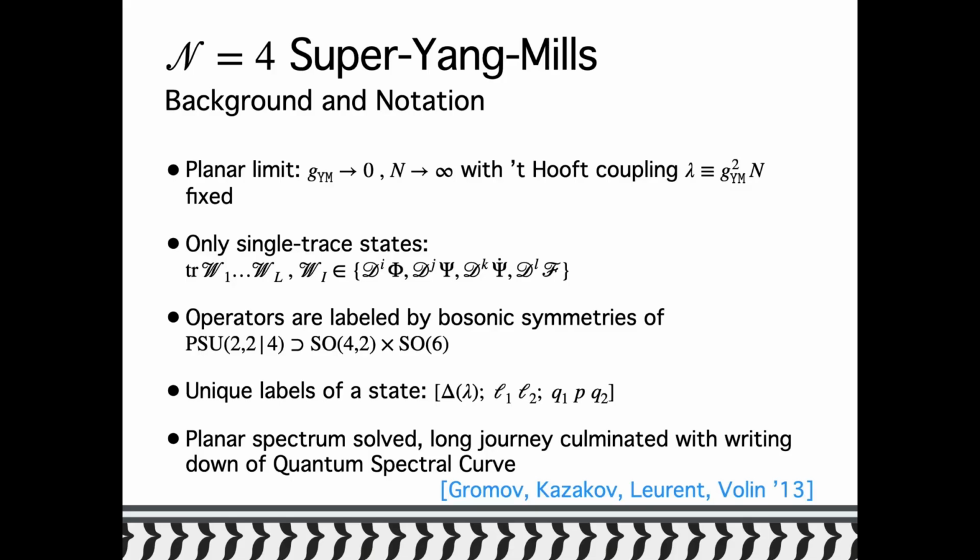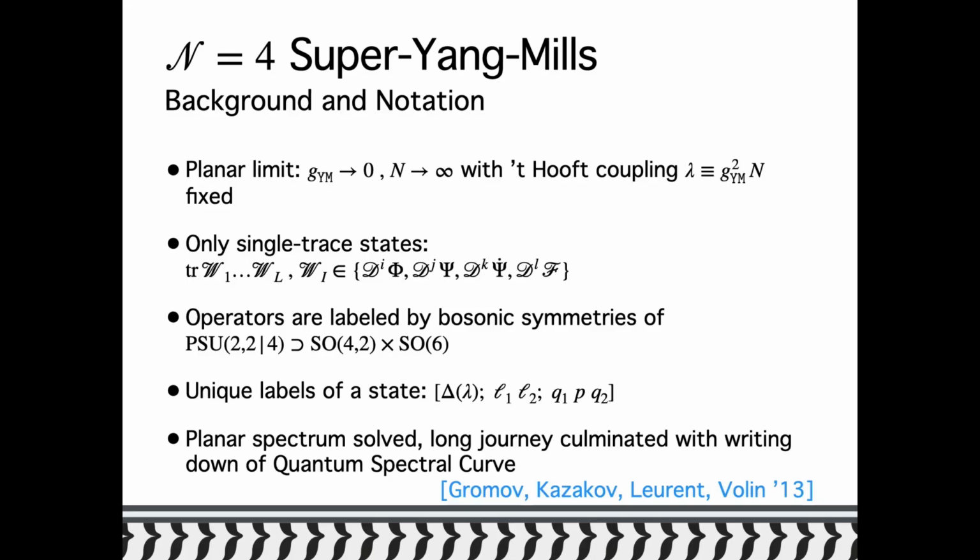These L objects are the fields of your N=4 super Yang-Mills Lagrangian, the scalars, fermions and field strength, with any number of covariant derivatives acting on them. So you have a trace of L objects, and each of those objects can be any of the fields of N=4 Yang-Mills with any number of covariant derivatives acting on them. You make L of such things, and these are the kind of states that you want to study. These are called single trace states.